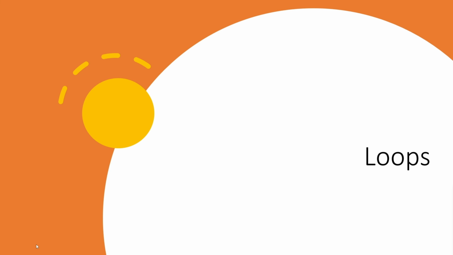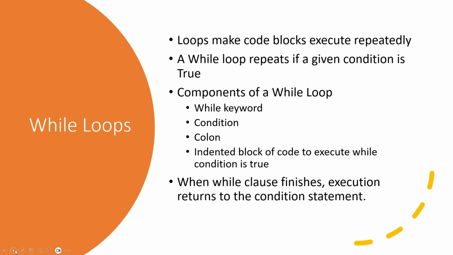Loops are a way to repeat code over and over again. A loop makes a code block execute repeatedly. A while loop repeats if a condition is true. Components of a while loop include the while keyword, a condition check, of course you need the colon, and an indented block of code to execute while the condition is true. When the while clause finishes, execution returns to the condition statement.